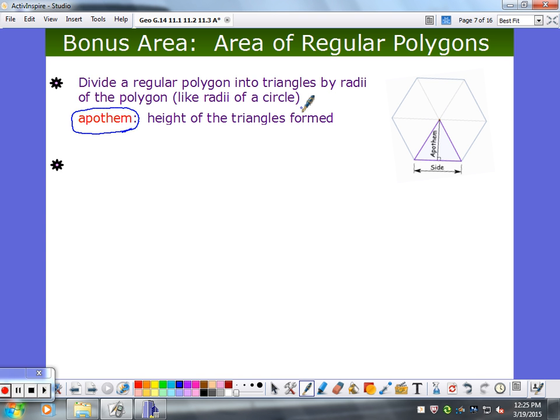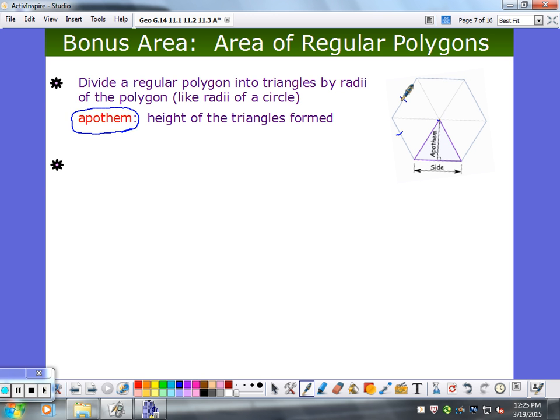What is an apothem? So if you have a regular polygon, and you divide it up so that the center of that polygon touches all the vertices, the apothem is what you get if you take one of those triangles and find the height, or an altitude. That thing's called an apothem. It's the height of one of the triangles that you can form in a regular polygon. That's what it is. Remember what regular means.